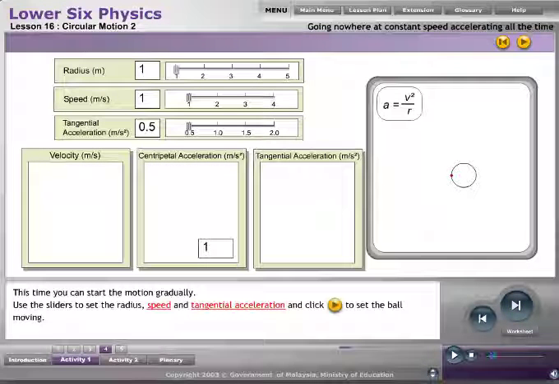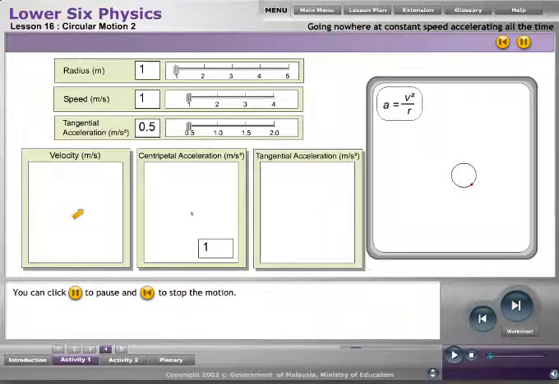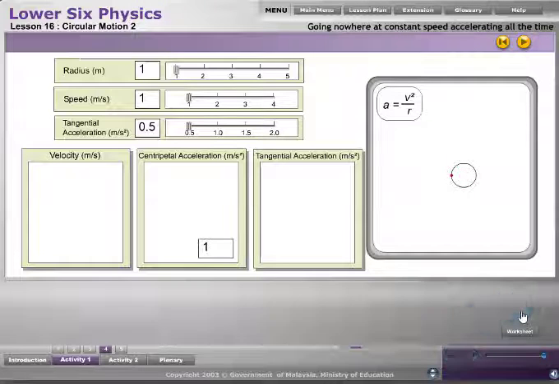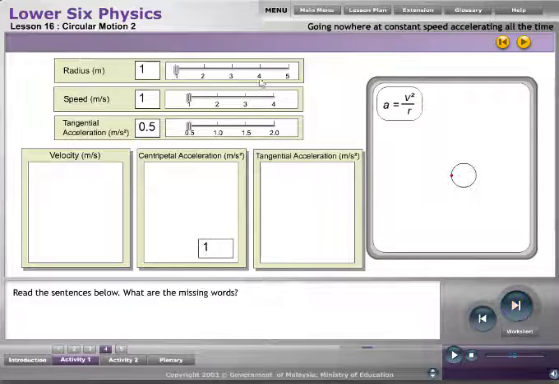This time, you can start the motion gradually. Use the sliders to set radius, speed and tangential acceleration and click play button to set the ball moving. You can click pause button to pause and reverse button to stop the motion. Read the sentences below. What are the missing words?